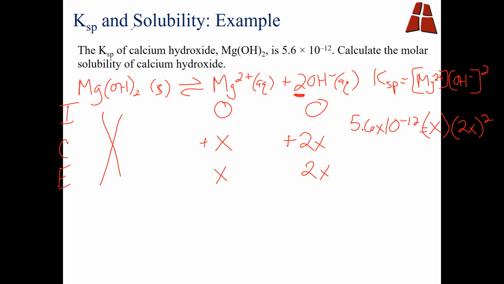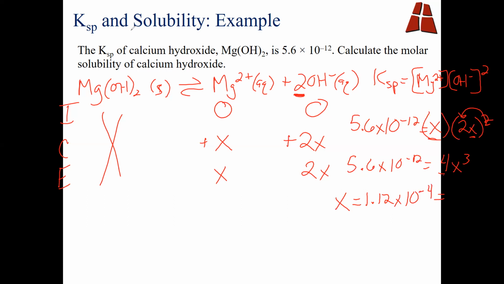And so if we do a little consolidation there, 5.6 times 10 to the negative 12 is equal to 4X cubed. The way I got that is the square goes into both the 2, so that's where I get the 4. Then we have X squared times X, which is X cubed. And if we divide each side by 4 and take a cube root, we should be able to get X. And so the value for X I got was 1.12 times 10 to the negative 4.